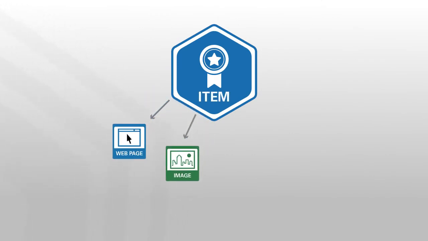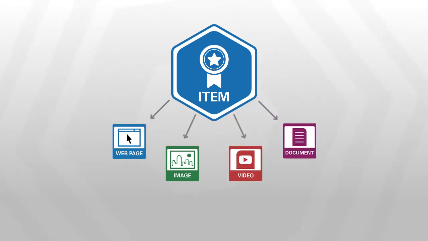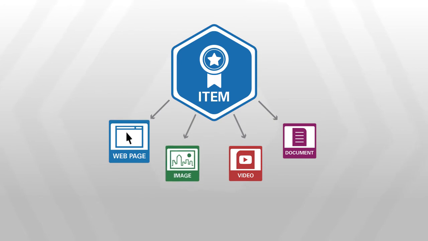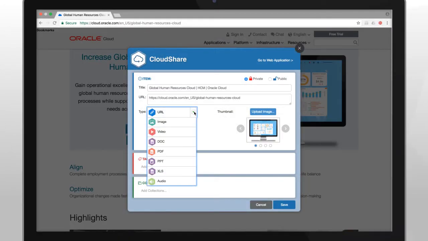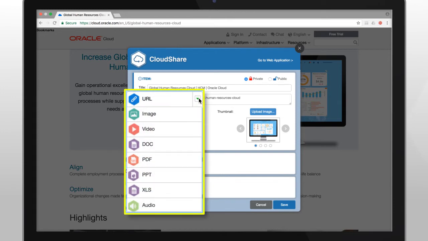When you save a link with the browser extension or the mobile app, we call it an item. What is an item? An item is a bookmark or any resource with the URL, such as a web page, an image, a video, or a document. You can assign an item type to each item you create.